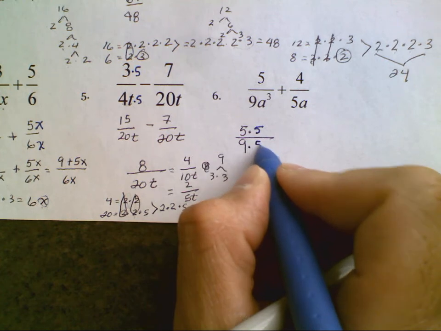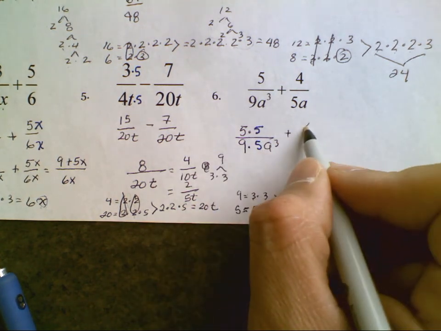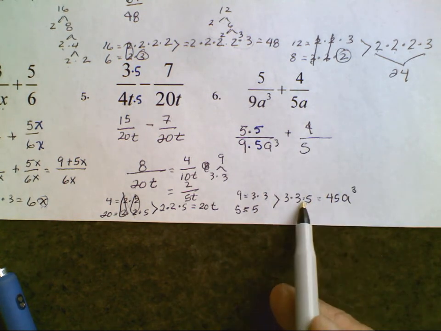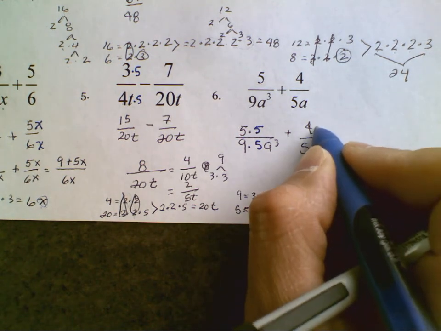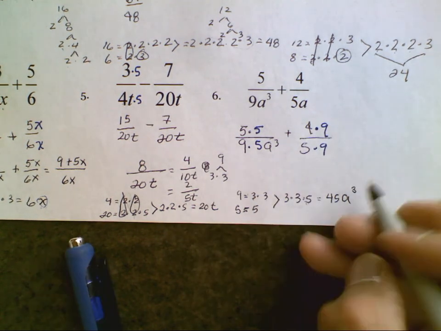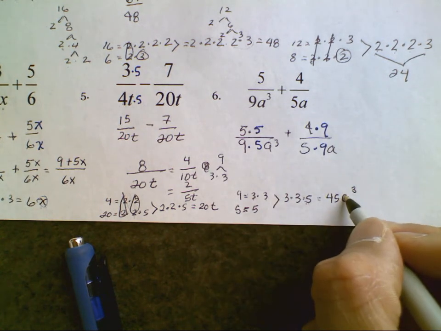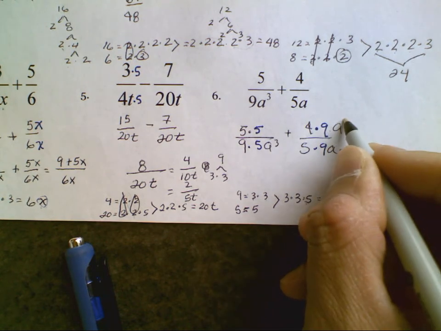So 5 times 5, and 9 times 5, a to the third power, plus 4 over 5. Which number multiplied by 5 will give you 45? It is equal to 9. So times 9 over 9. Then you have a, but you need a to the third power. So we're going to multiply by a to the second power over a to the second power.